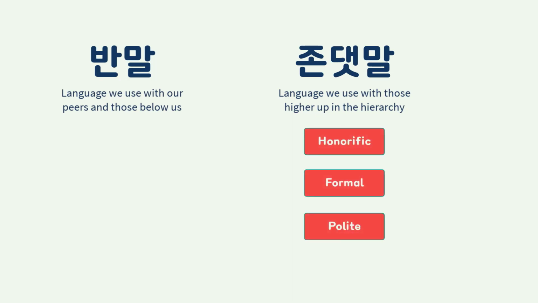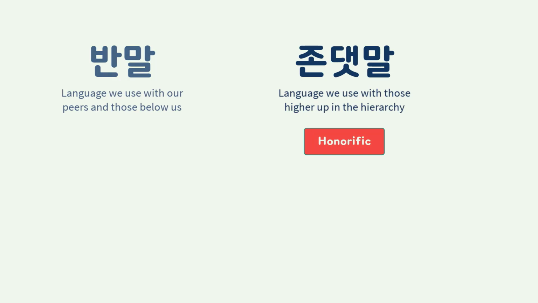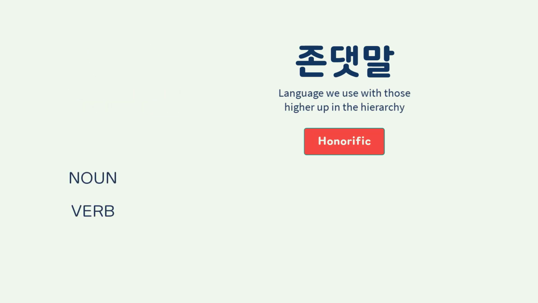Within 존댓말, there are various layers, and the highest level of 존댓말 is what we call honorific language. Due to the nature of Korean society, where respect is an integral aspect of how we interact with each other, use of honorific language is very common, and in many situations, it's more common than other forms of 존댓말. Two main forms of honorific language are nouns and verbs.